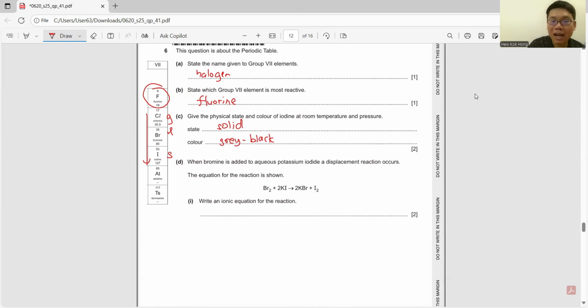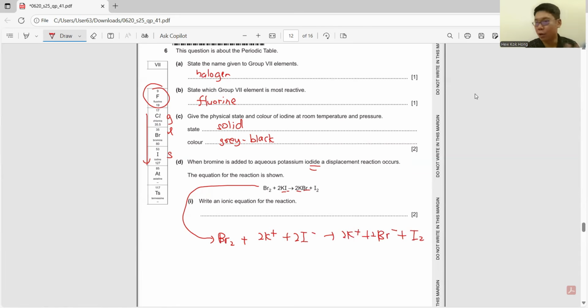D. When bromine is added to aqueous potassium iodide, a displacement occurs. Write an ionic equation for this reaction. So if you're not sure how to write ionic equation, you can just write in this way first. Everything that can form ion, you just list down. Bromine is a molecule, so no ion, but this can form potassium ion and iodide ion. Here also can form potassium ion and bromide ion. Iodine is again molecule, cannot form ion. After that, we remove everything that is on both left and right. Then the balance, we just write it.